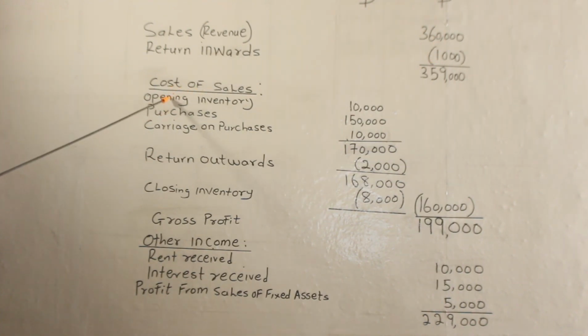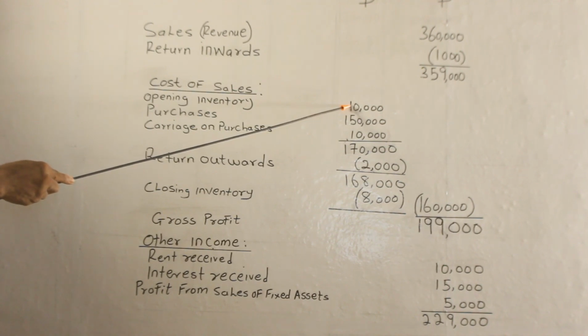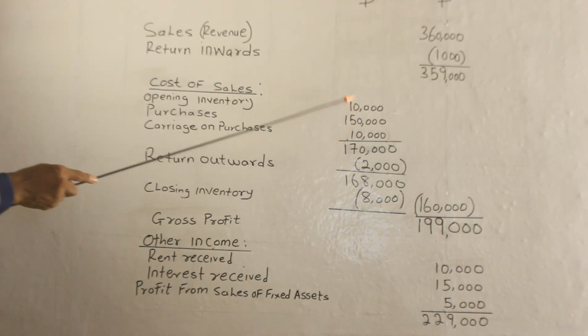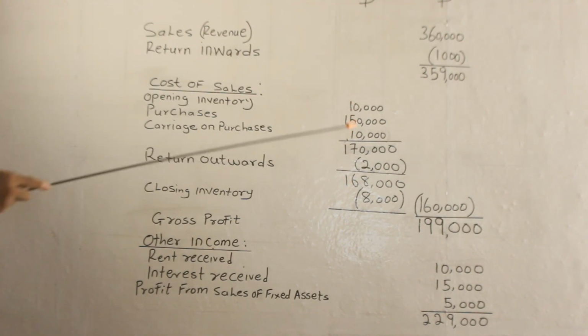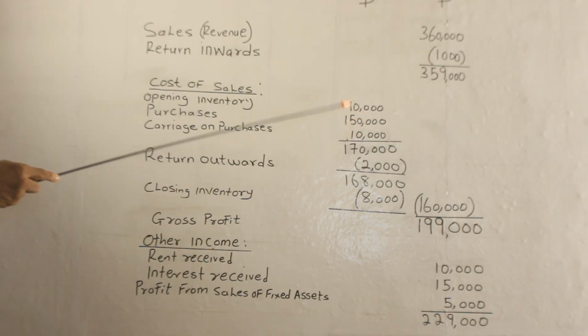Under cost of sales, it is possible that there is no opening inventory. If the organization has sold all the goods last year or last accounting period, there will be no opening stock or opening inventory. Also, there may not be carriage on purchases. Assume they bought these goods and the company decided to carry them to their business premises. They will not be paying any amount as carriage on purchases. So in an exam, you may not have opening stock and you may not have carriage on purchases.